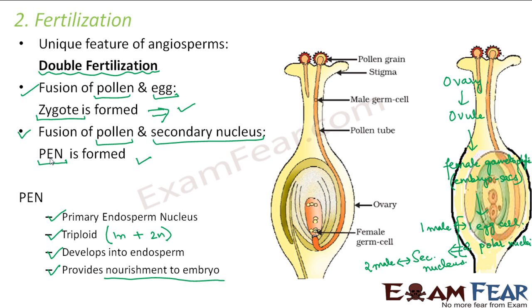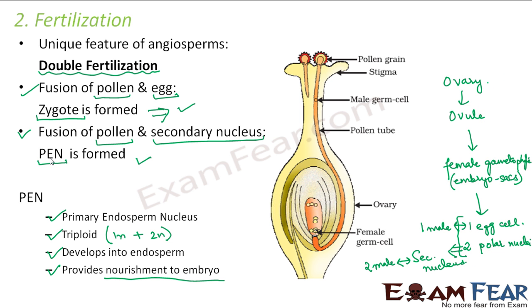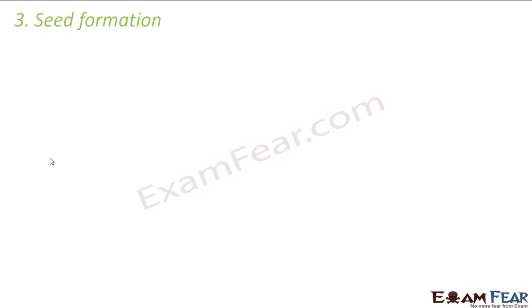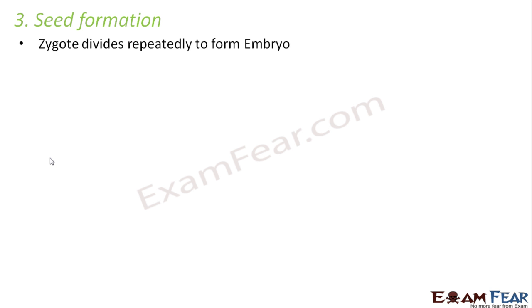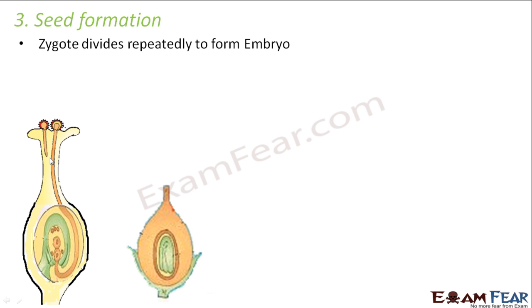So this is the second and the most important step in the process of reproduction. The next is seed formation. So what happens in seed formation? The zygote divides repeatedly to form the embryo. As I said, the zygote will start dividing to form the embryo.